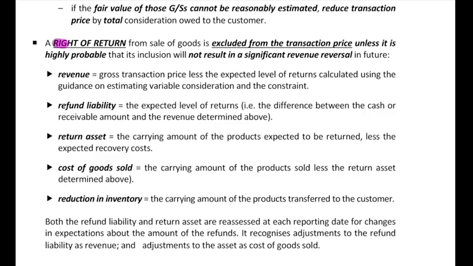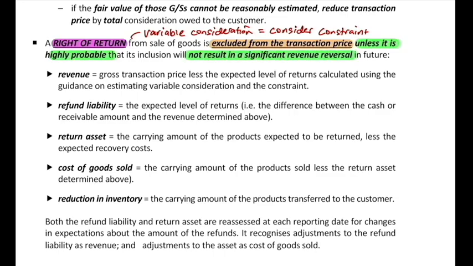Now we'll look at rights of return. A right of return is a form of variable consideration. If it's a variable consideration, remember we discussed earlier on, it must consider the constraint. A good sold on a sale or return basis should be excluded from the transaction price for revenue recognition unless it's highly probable that it will not result in a significant reversal.